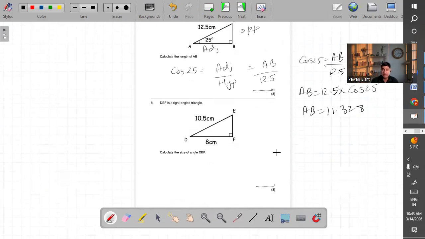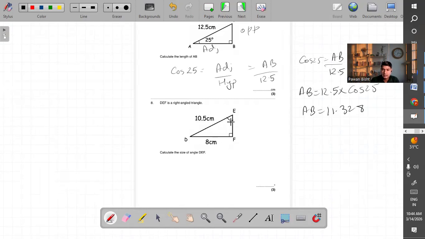Whenever we have to find the angle, one thing should come to your mind, that now I will be using inverse. When the angle has to be found, we use inverse. When a value has to be found, then we use the ratio. Many students have confusion about what to apply, ratio or inverse. So you have to find angle DEF.